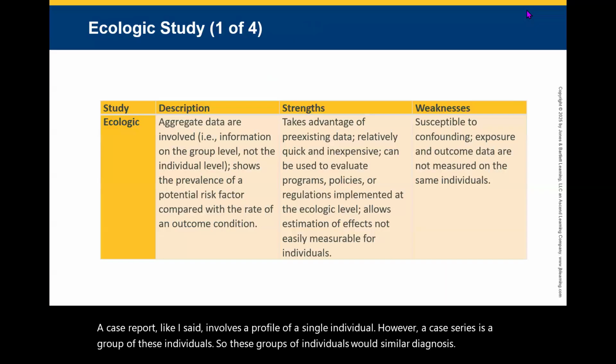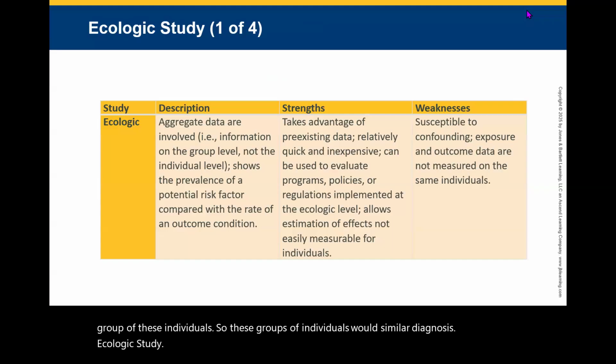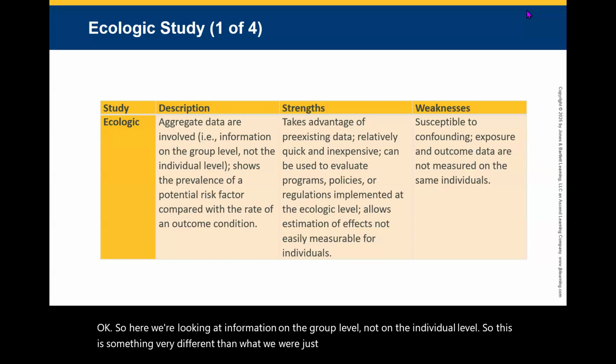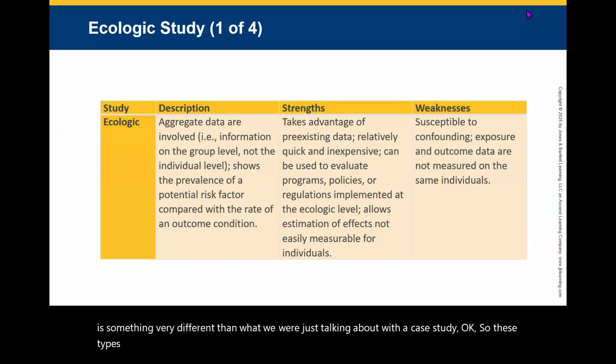Ecologic study. Here we're looking at information on the group level, not on the individual level. So this is something very different than what we were just talking about with a case study. These types of studies show the prevalence of a risk factor, or potential risk factor, compared with the rate of the health issue or outcome that we're looking at.